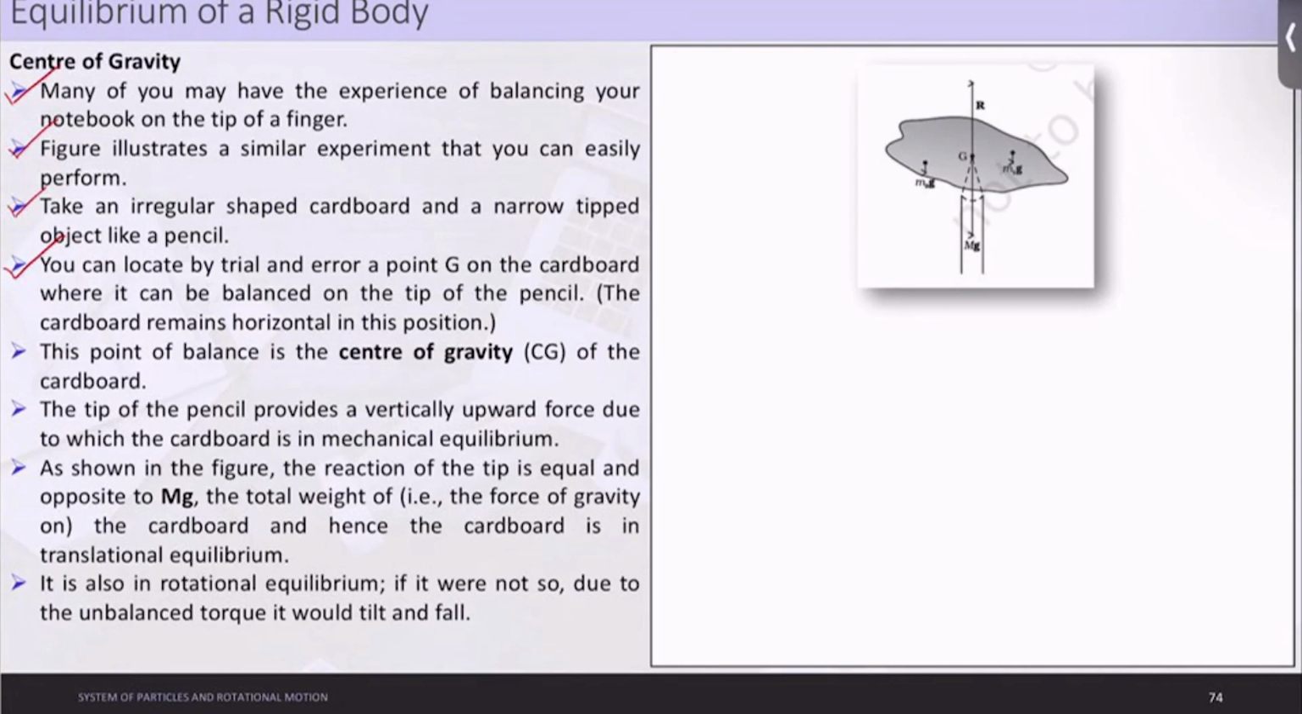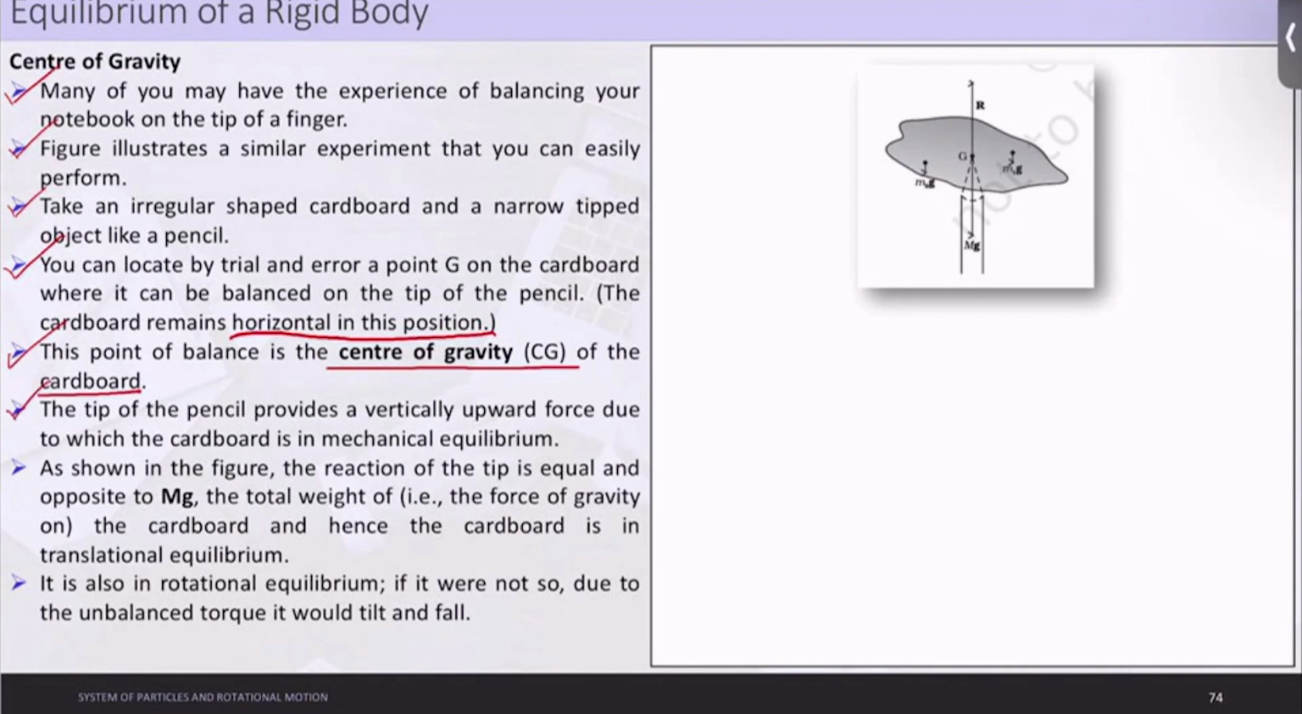So when this is done, the cardboard remains horizontal at this position, and this point is nothing but called the center of gravity or the CG of the card. Okay, so I hope this is clear. So basically that point at which we try to hold it such that there is no translation happening, there is no rotation happening, as in the cardboard is being kept horizontal, then basically we say that that position is nothing but your center of gravity CG of the card.